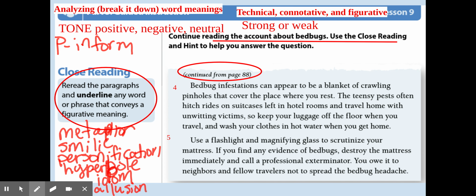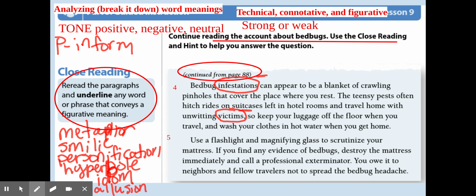All right, so now we're going to go back and look at, I'm going to circle some things that had very strong connotations. Saying something's an infestation, that's got a very negative tone. Let's see, what else? That word victims that we talked about in the previous lesson, that's got a very negative tone.